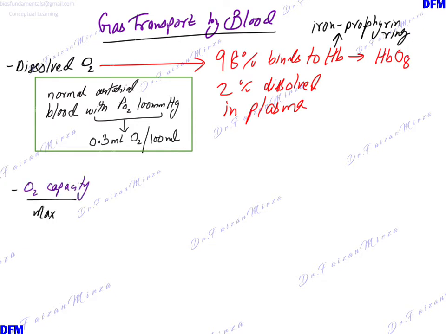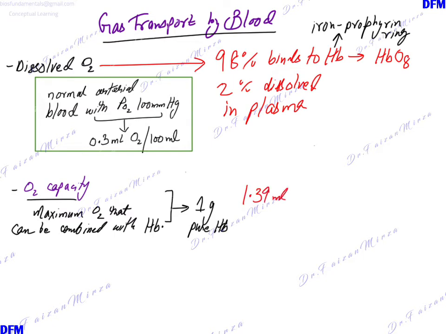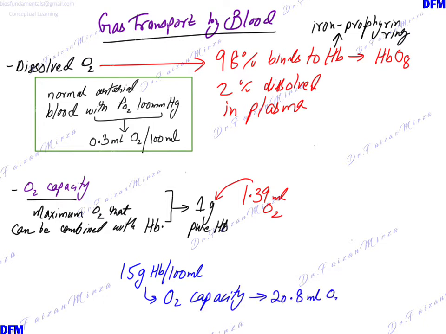What is oxygen capacity? It is the maximum oxygen that can be combined with hemoglobin. We know that 1 gram of pure hemoglobin can bind 1.39 ml of oxygen. So 15 grams of hemoglobin per 100 ml gives an oxygen capacity of 20.8 ml oxygen per 100 ml of arterial blood.